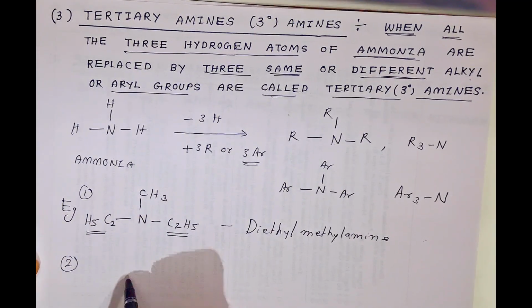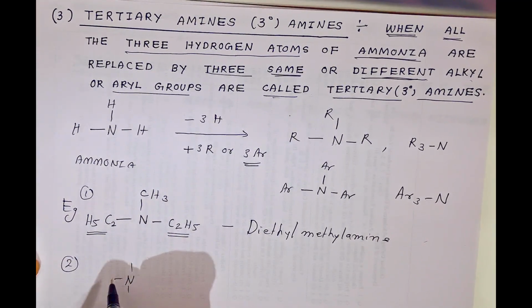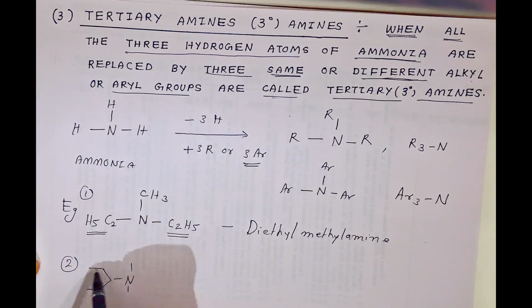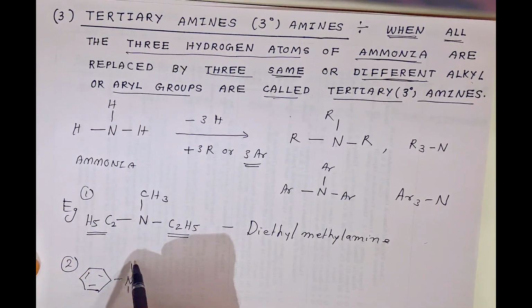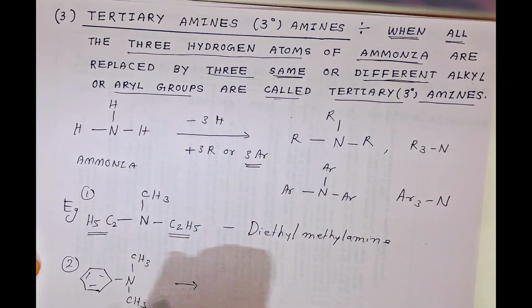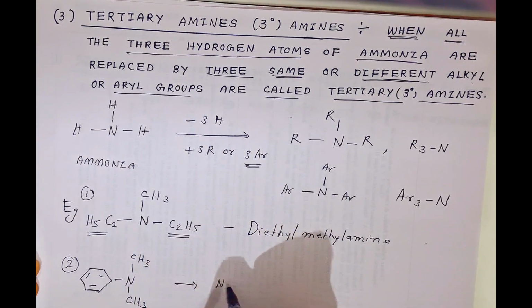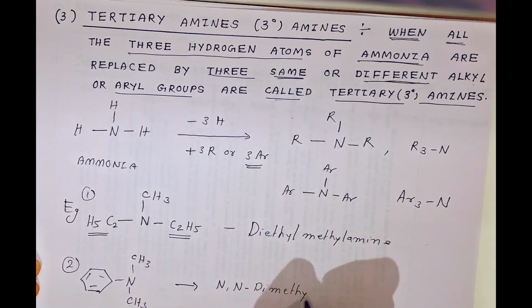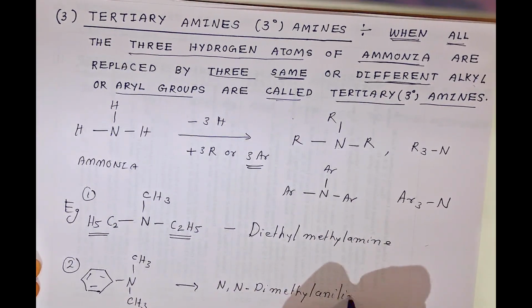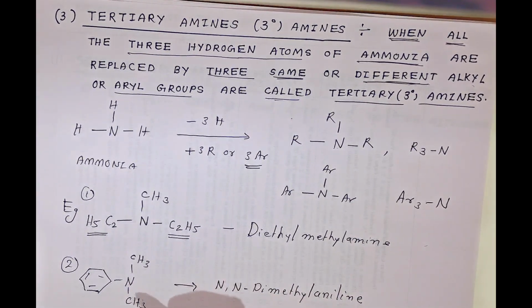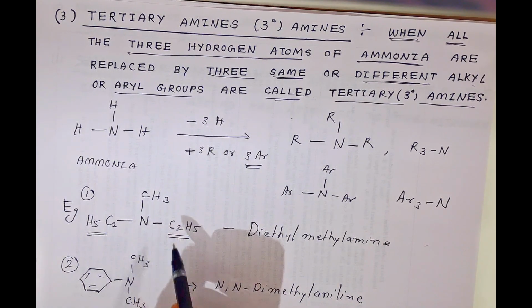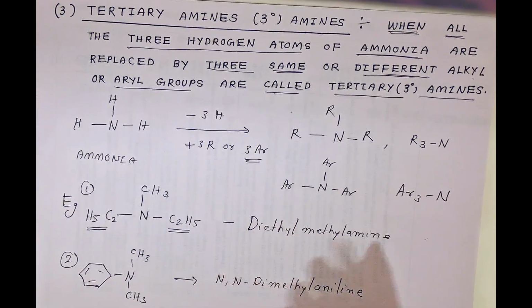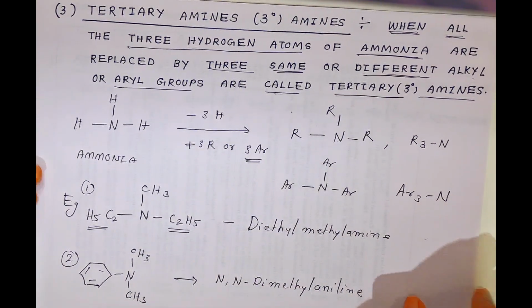One more example, students: nitrogen has 3 valencies, 1 valency is attached to a benzene group, and the others to methyl. The compound we call N,N-dimethyl aniline. This is an aromatic tertiary amine, students, and the earlier one is an aliphatic tertiary amine. So this way, students, I have explained the tertiary amines, that is third degree amines.